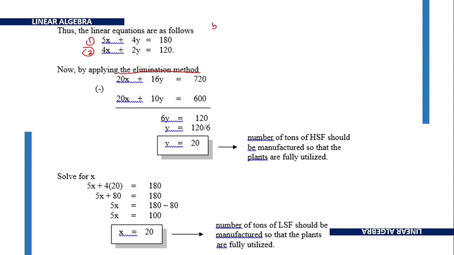So, we have 5x plus 4y is equal to 180. This is our equation 1. And 4x plus 2y is equal to 120. This is the second equation. Okay? So, what are we going to do here?